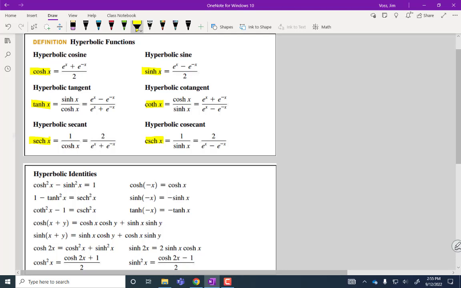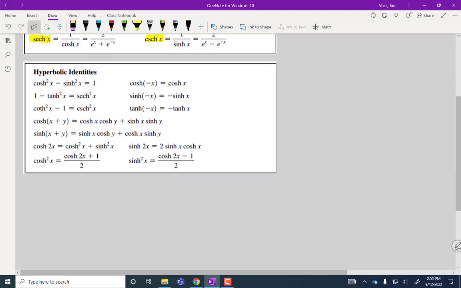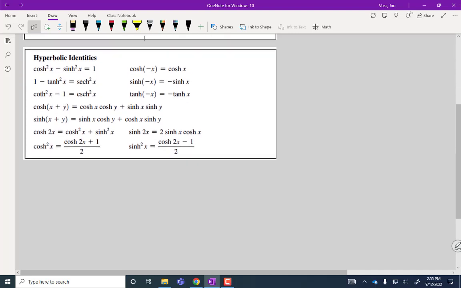Okay. And then, of course, we have a bazillion identities, many of which are not going to be that important to us. We're not going to talk about the odd-even properties. You should know from algebra that if you plug in negative x and the negative sign eventually vanishes, that's an even function, symmetric about the y-axis. So we have even, odd, odd, but we're not going to focus on that.